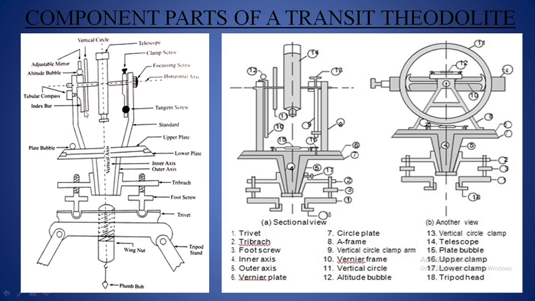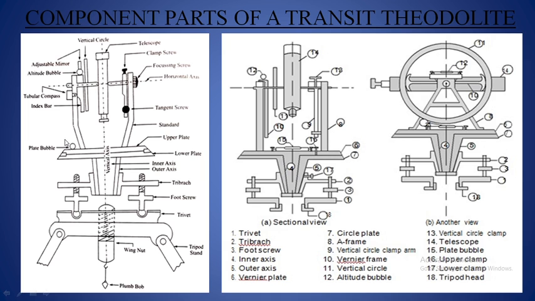So in the dumpy level you can only see one bubble tube, which is placed on the horizontal plate, but here in the theodolite you can see 2 bubble tubes. One is placed above the horizontal plate and the other one is placed just beside the vertical circle above the A-frame.